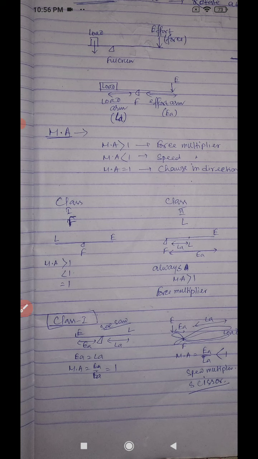Suppose you can see a seesaw. If the seesaw is constructed this way, the load arm and effort arm are similar, which means the fulcrum is in the middle, EA is equal to LA. That means the mechanical advantage is 1, so it can change the direction of effort.